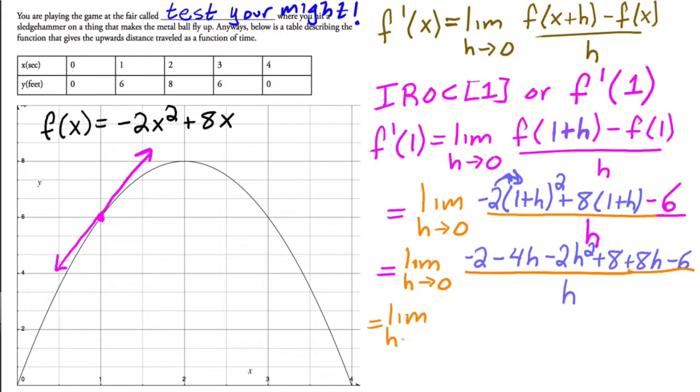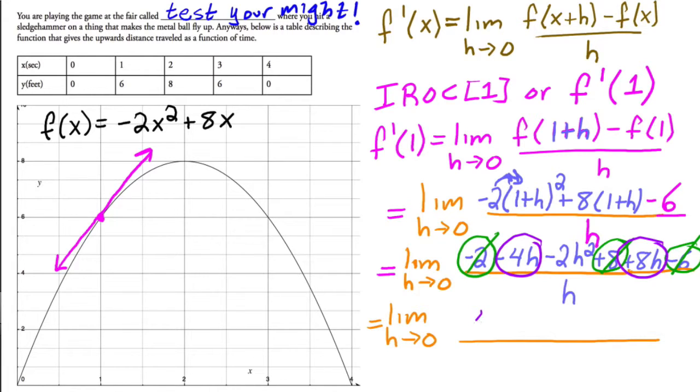Okay, so let's continue here. We've got the limit as h approaches 0 of, here I've got, let's combine like terms, 2 plus 8 minus 6, that's equal to 0. And then here I've got negative 4h plus 8h, that's 4h, and then minus 2h squared all over h.